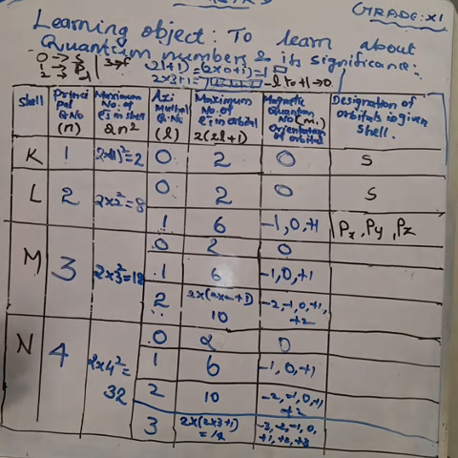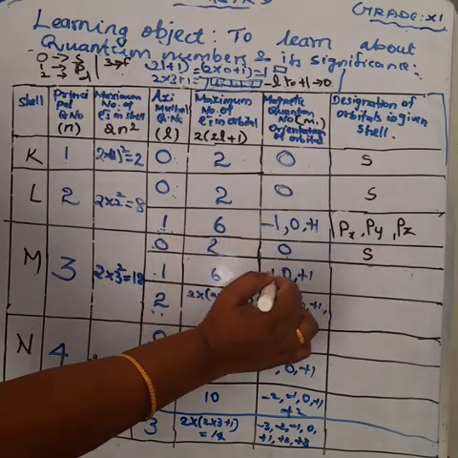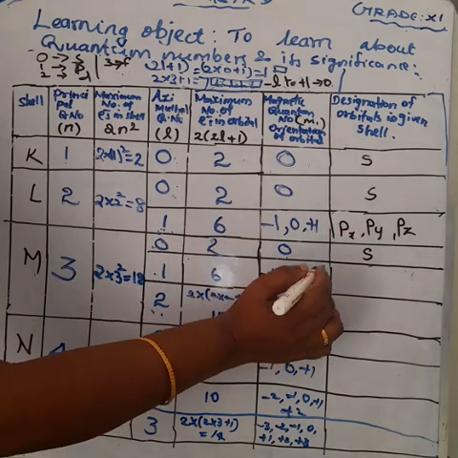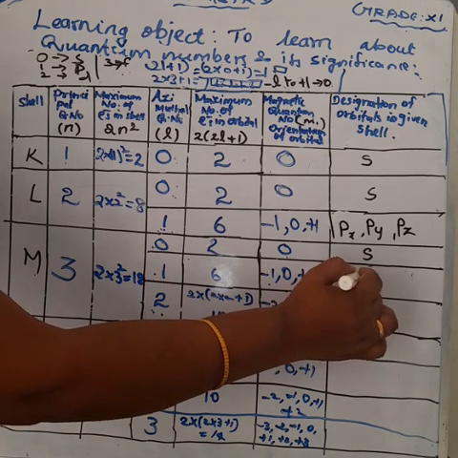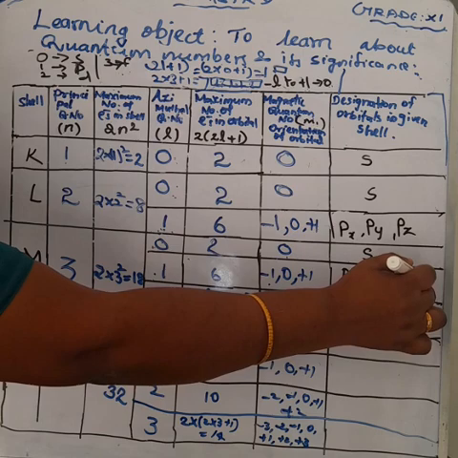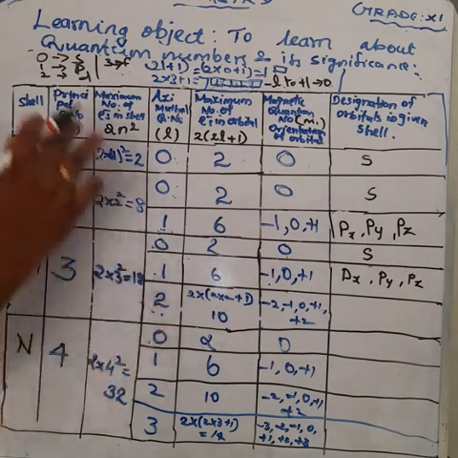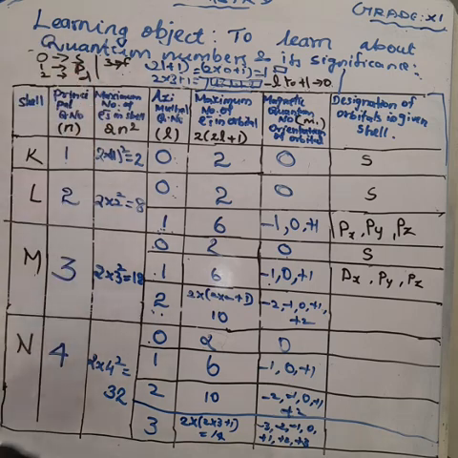Here 0 means S orbital, 1 means P orbital. P orbital has 3 orientations in total: Px, Py and Pz. And then 2 means which orbital? L value 2 means D orbital.